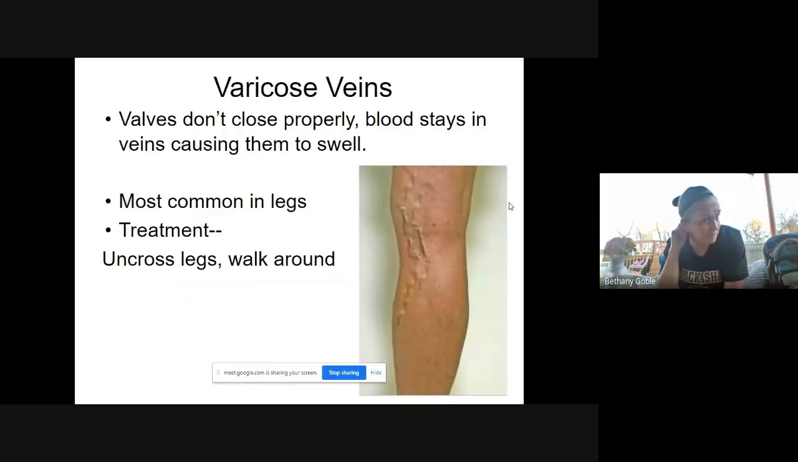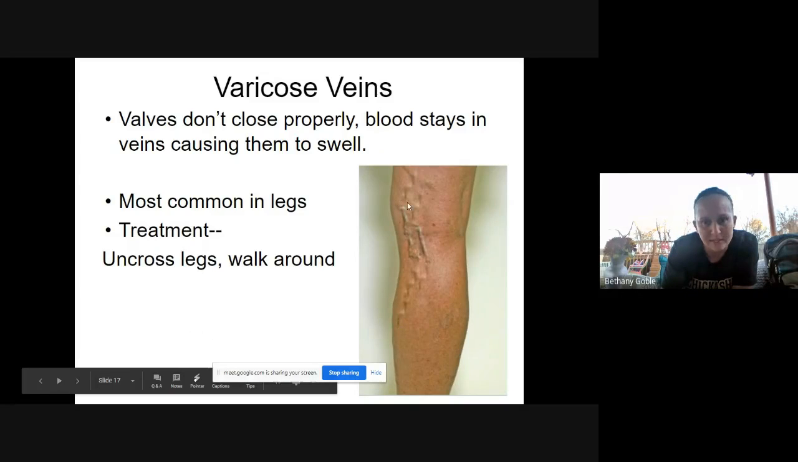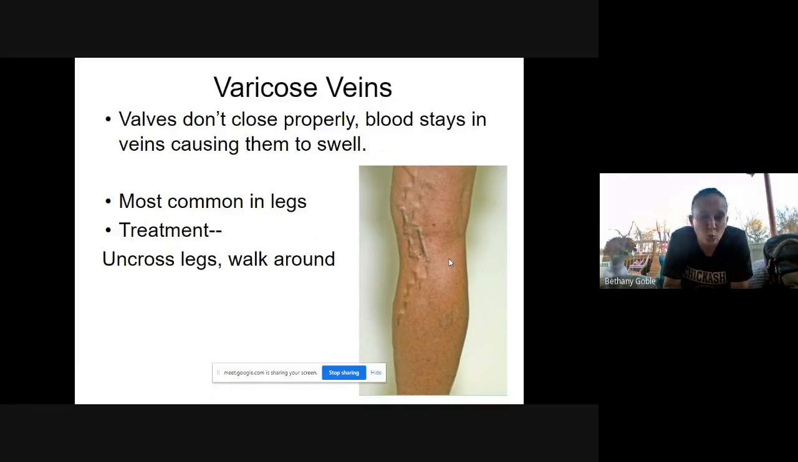We're going to be talking about some cardiovascular, or like I said, circulatory system issues. The first thing is called varicose veins. You might have seen people with veins on their legs like this. It's typically in the legs. It's most common in older women, however, men can get it too.